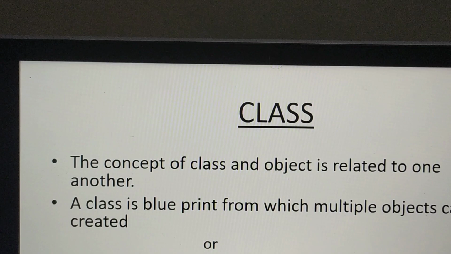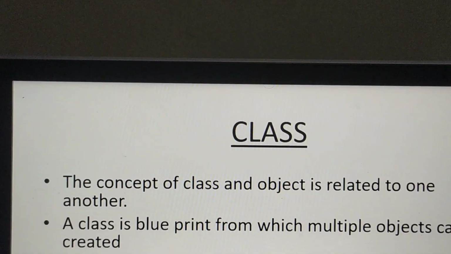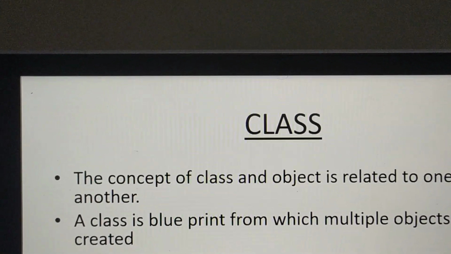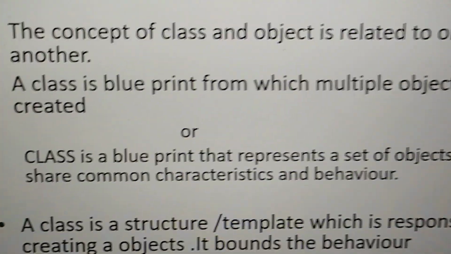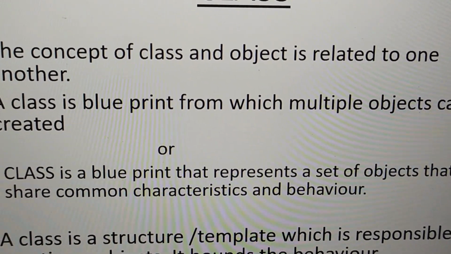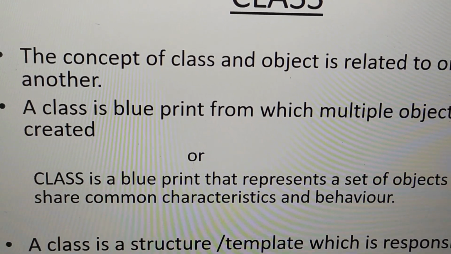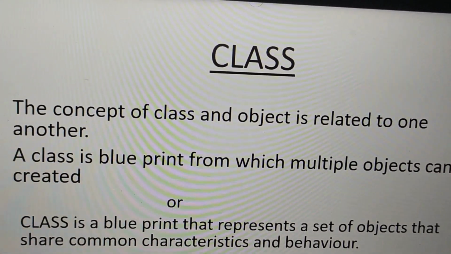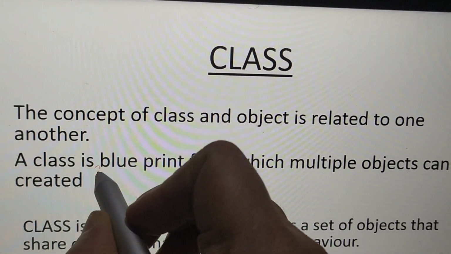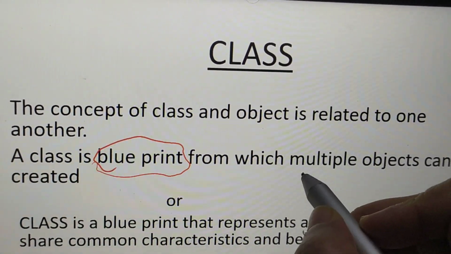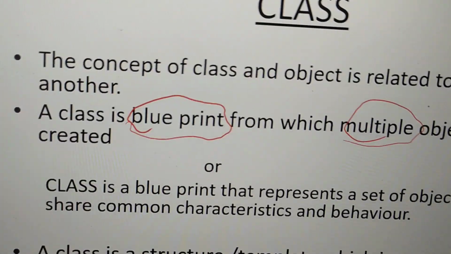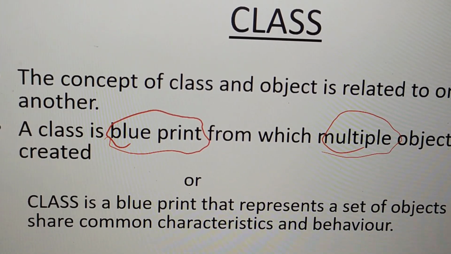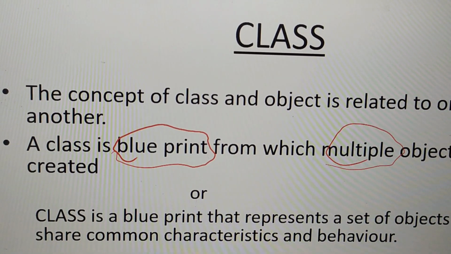Now what is the class called? The class is called a blueprint, from where multiple objects can be created. Another way we can say it: the class is a blueprint that represents a set of objects that share common characteristics and behavior. Now see here, the class is called a blueprint. What do you mean by the blueprint? And what are multiple objects? Multiple objects means the class is responsible for creating more than one object of a similar type. That is called multiple objects.